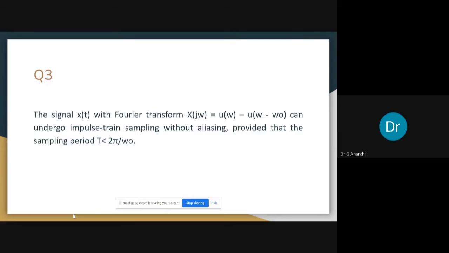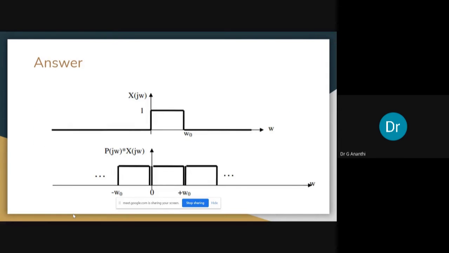It is a unit step signal. The step response from omega naught onwards is provided. If you subtract u of omega minus u of omega minus omega naught, the response will be like this, and that is written here. So X of j omega is nonzero from 0 to omega naught only. You have to subtract these two, and you will get this particular response that is considered as X of j omega.